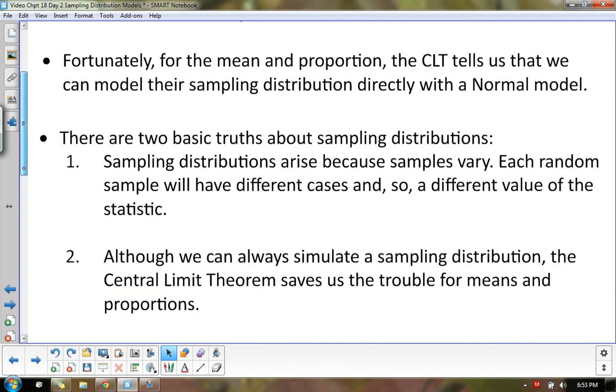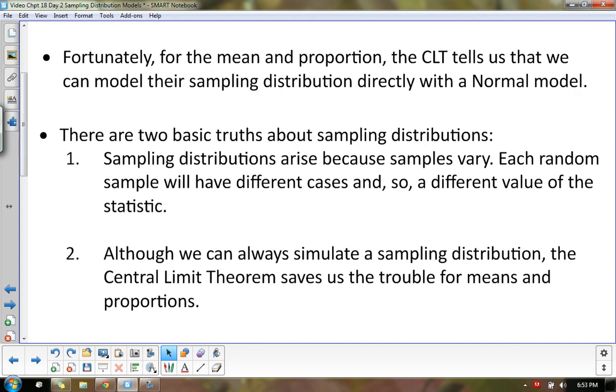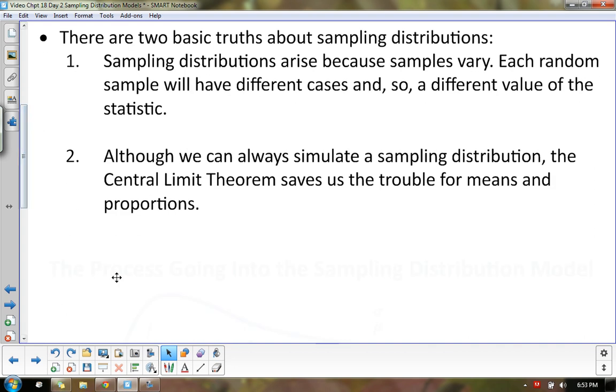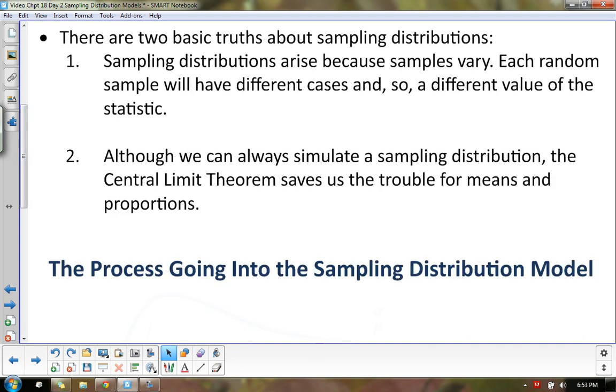And that's because we have two basic truths about sampling distributions. First off, they come across because your samples themselves vary. And every random sample will be slightly different. You don't normally expect to see the same groups in every sample. So every statistic will be slightly different. And although we can simulate a sampling distribution, the central limit theorem makes it so that we don't have to do it so much, especially when it comes to means and proportions, when those are my measurement of interest. All right, so here we go.